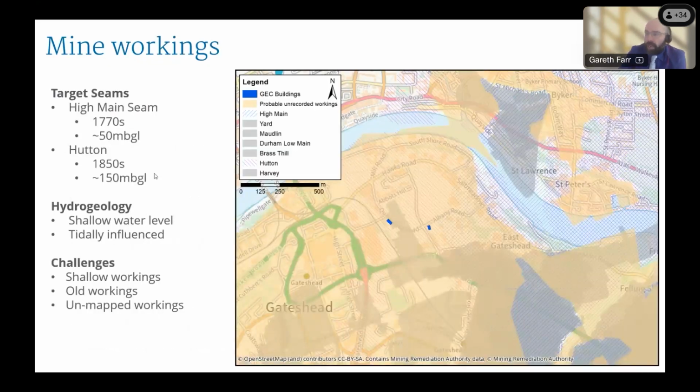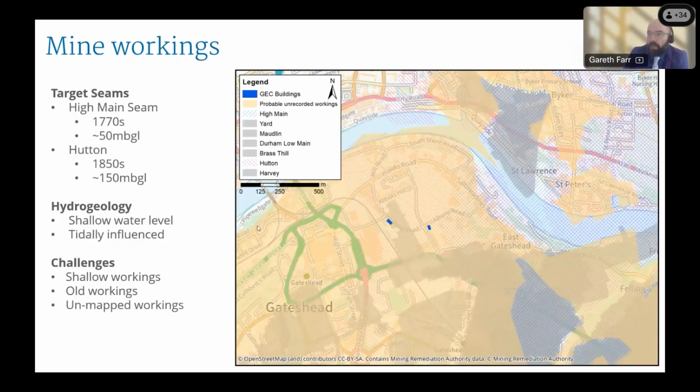So this is our area. These two little blue buildings here are the ones I showed you in the earlier aerial photograph, the energy centre, or the 2 energy centre buildings. So what you can take from this map is actually most of the area is underlain by mine workings.